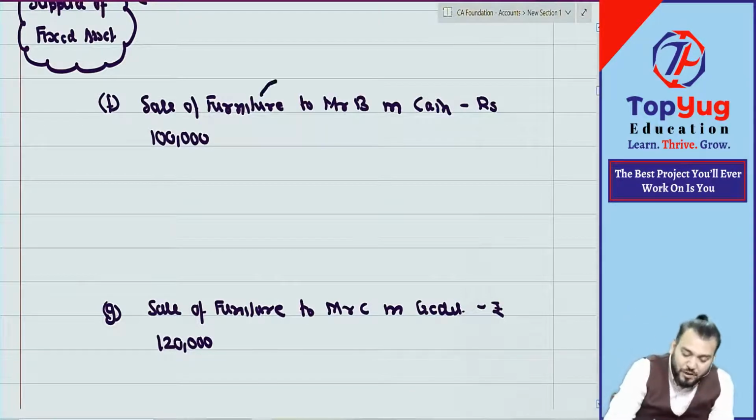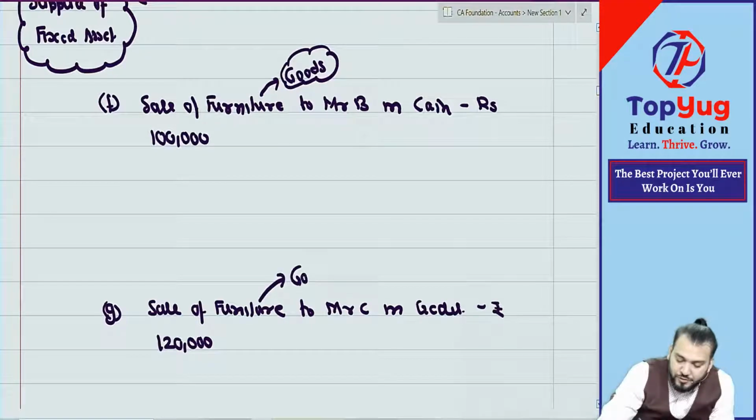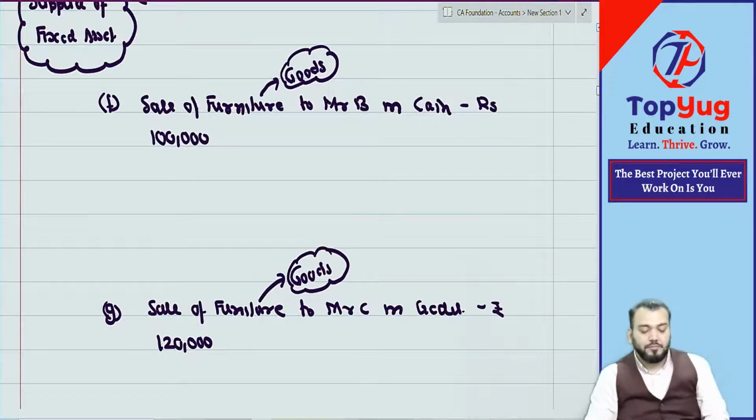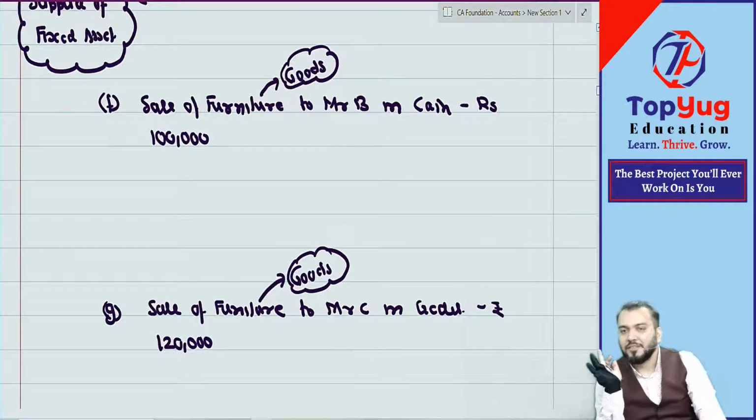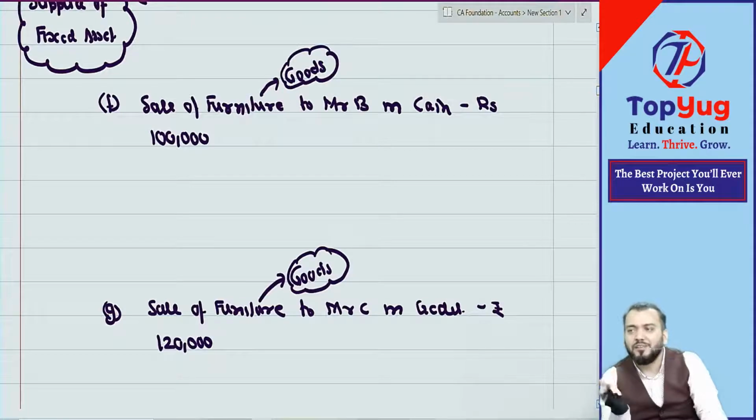So here this furniture is what? Goods. Goods means inventory, na? So here the furniture is goods. Got it? Correct. Can you do it on your own? Try. Everything we are doing in that way: frame the journal entry, give an explanation, both, so that at the end we'll decide which one. At the end we'll decide, sir, we are comfortable in this.